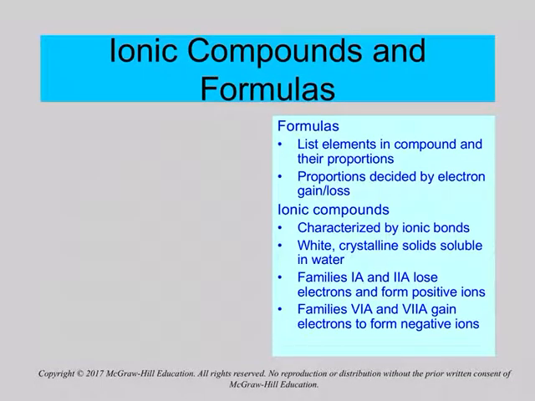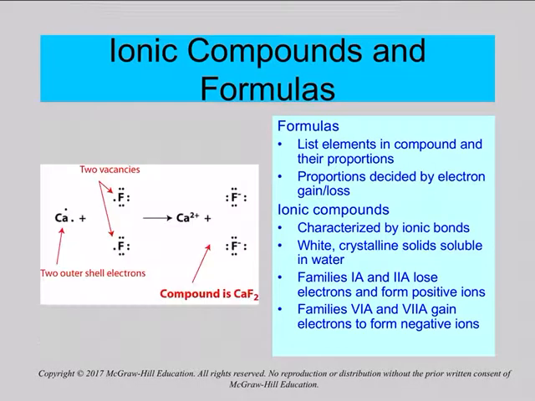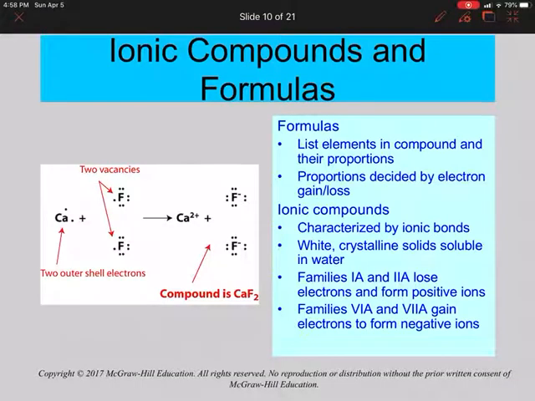Oh, trying to get that picture. There we go. All right, so this is showing you what happens if we have something that has maybe 2 outer electrons, in the case of calcium, and then something that has 7, in the case of fluorine.